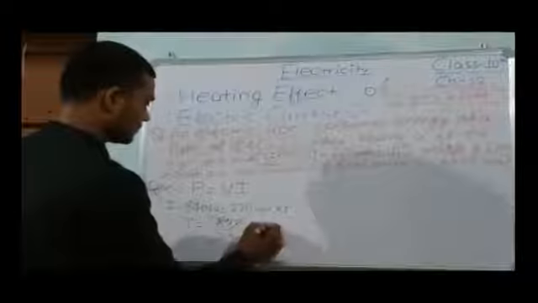How do we get the value of current? We know that power is equal to V into I. In the first case we have power 840 watt equal to potential difference 220 volt into I. So I is equal to 840 upon 220, which is 42 upon 11 ampere. So this is the first case.